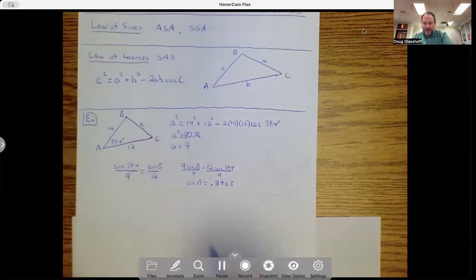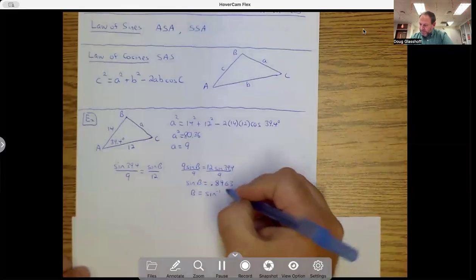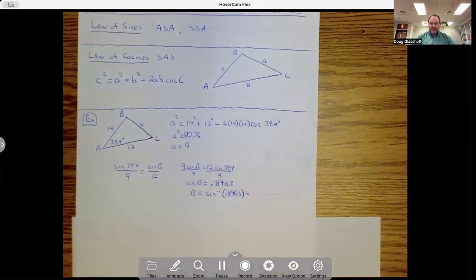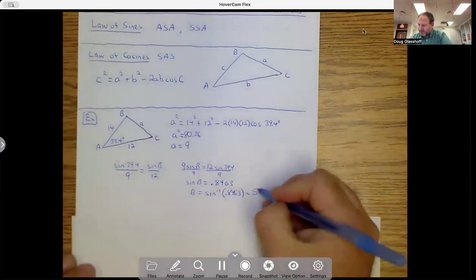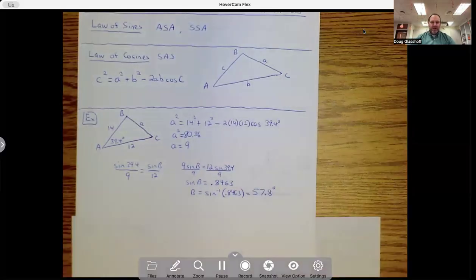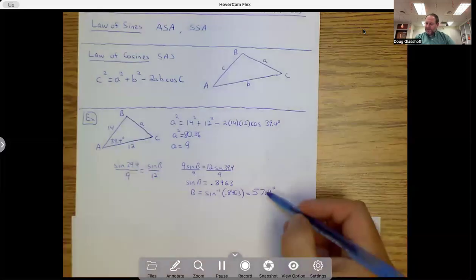And then remember from there, what you're going to do is find angle B by doing the inverse sine of that ratio. And again, I did that earlier. Since they rounded theirs to the nearest tenth, I rounded mine to the nearest tenth of an angle as well. So I got 57.8 degrees. Okay. So now I have the missing side. I have a missing angle.